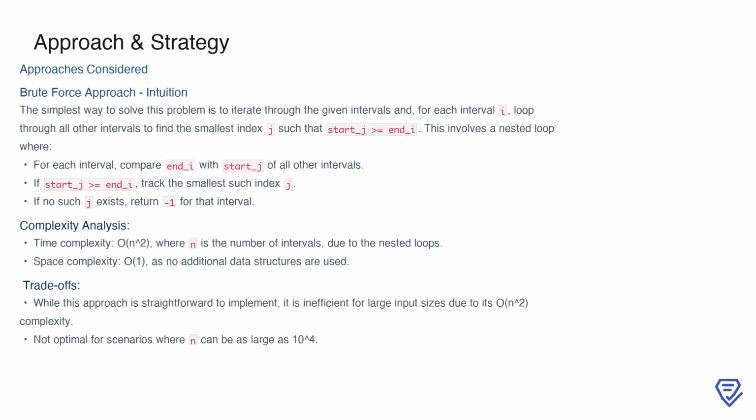To tackle the problem of finding the right interval, the first approach we can consider is the brute force method. The intuition here is straightforward. For each interval i, we loop through all other intervals to locate the smallest index j such that the start of interval j is greater than or equal to the end of interval i. This involves a nested loop where, for every interval, we compare its end value with the start values of all other intervals, keeping track of the smallest valid index. If no such interval exists, we return -1 for that particular case.